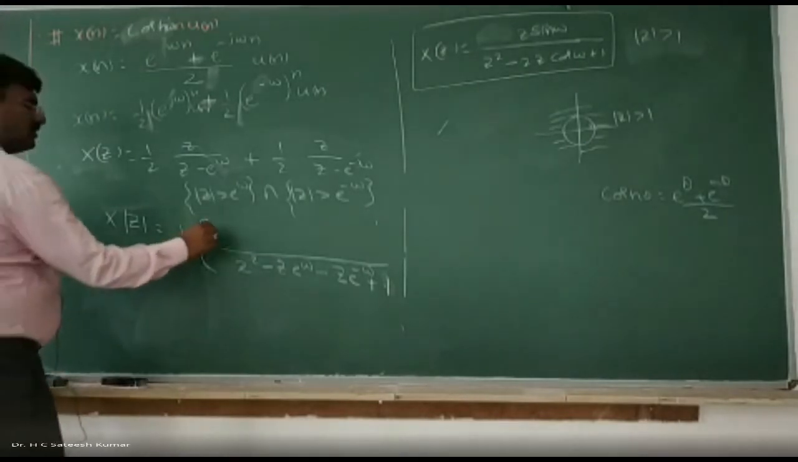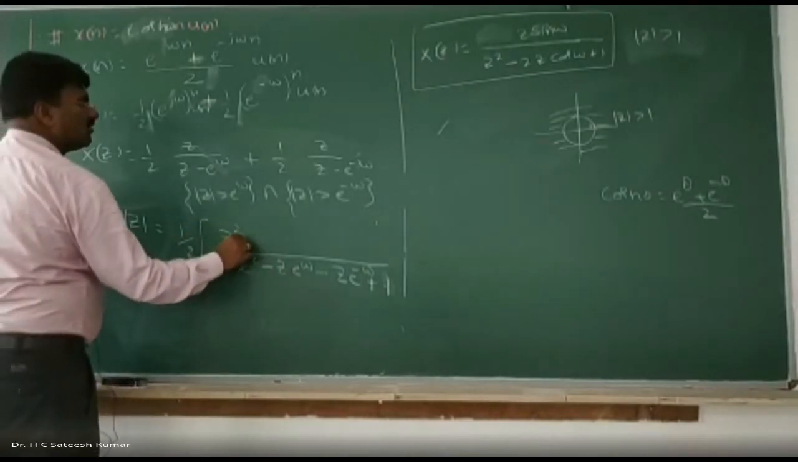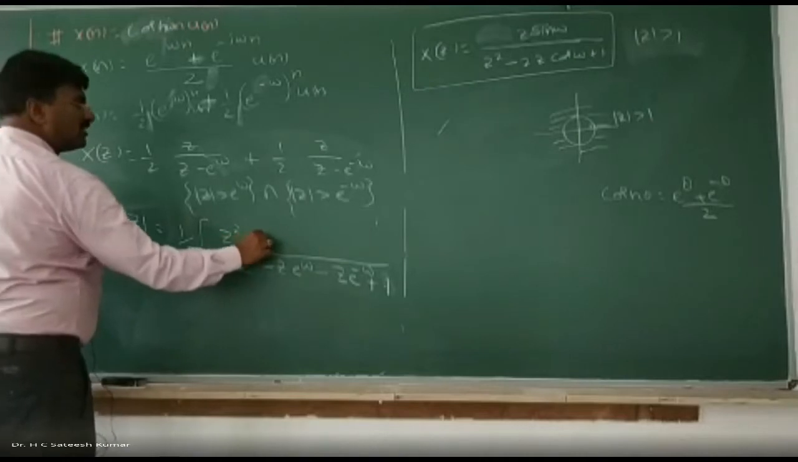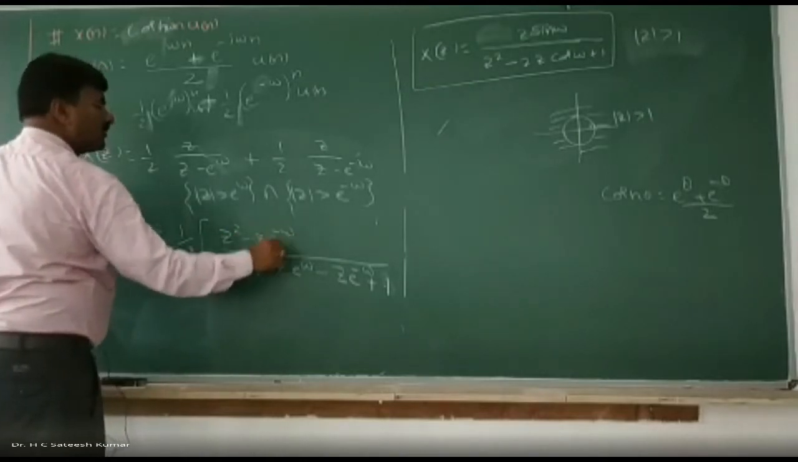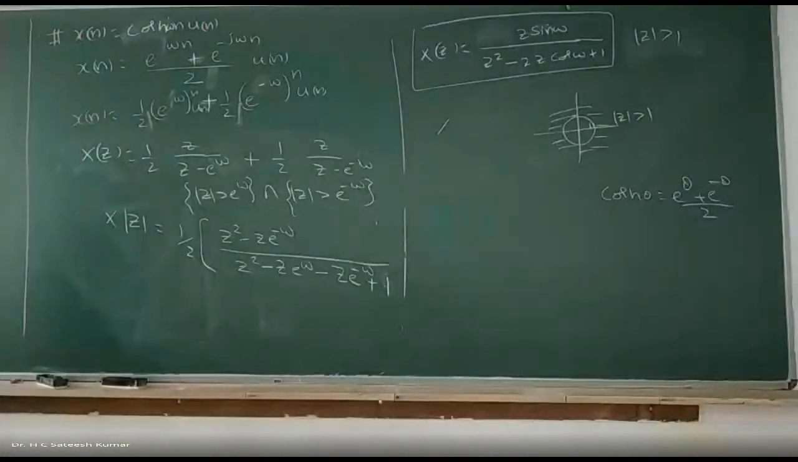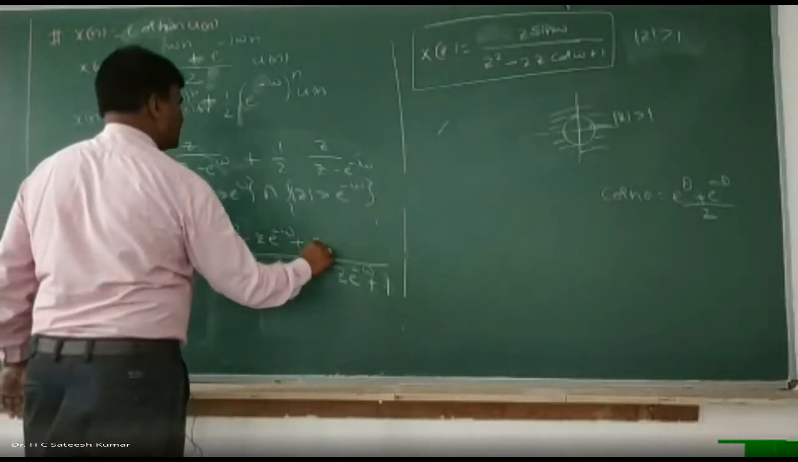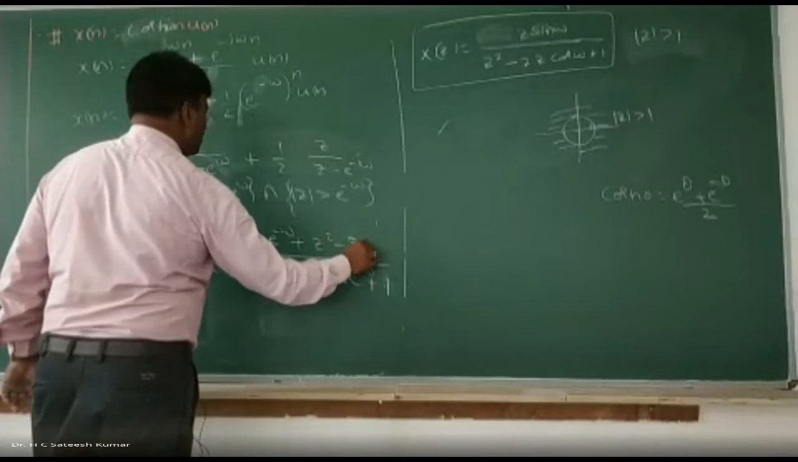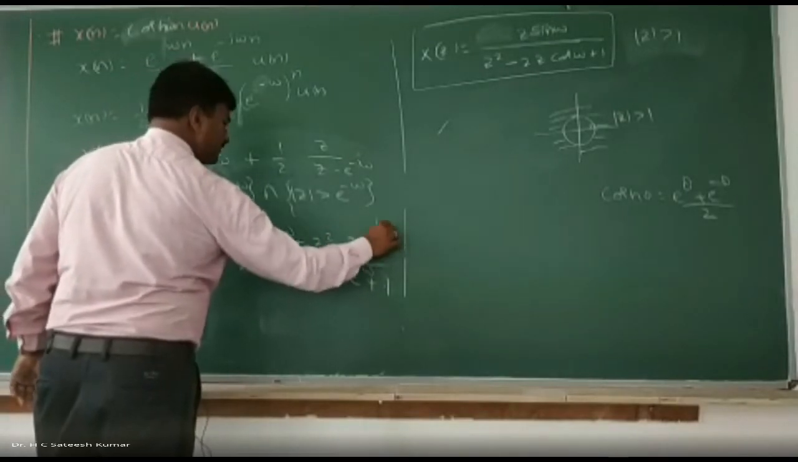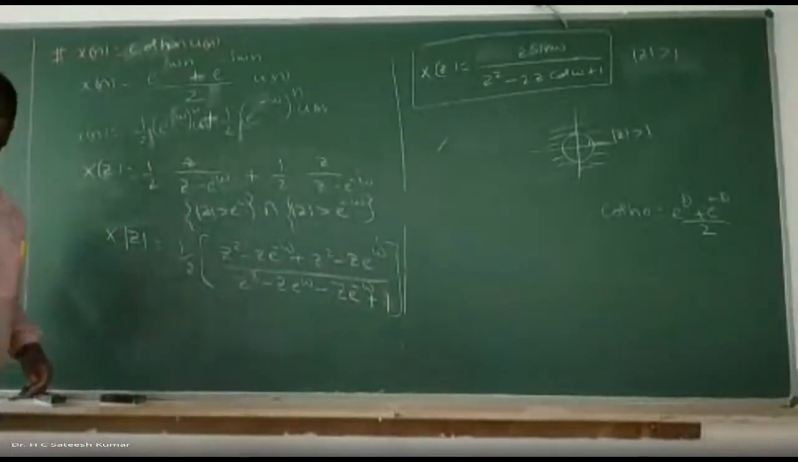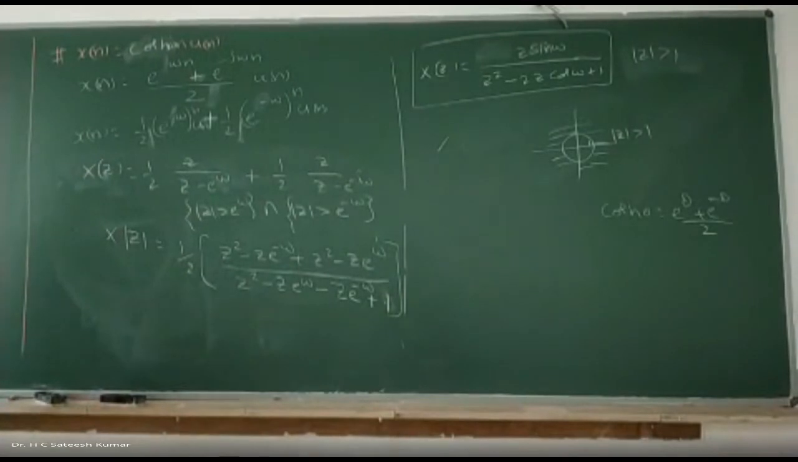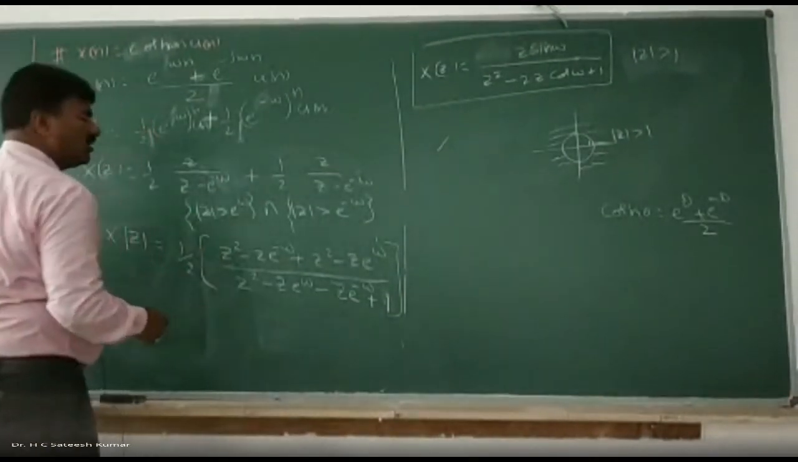And here, z square minus z into e to the power of minus omega, and plus z square minus z into e to the power of omega. Okay. Now with ROC mod z greater than e to the power of omega.